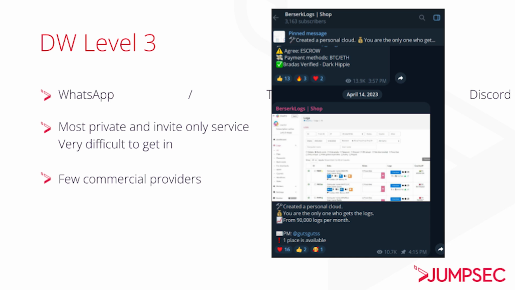There are some commercial providers that are in some of these Telegram channels, at least they claim to be. There are many open ones as well that anyone can join. Those types of monitoring solutions usually start at around 20 to 30,000 pounds a year, depending on what you're looking for.